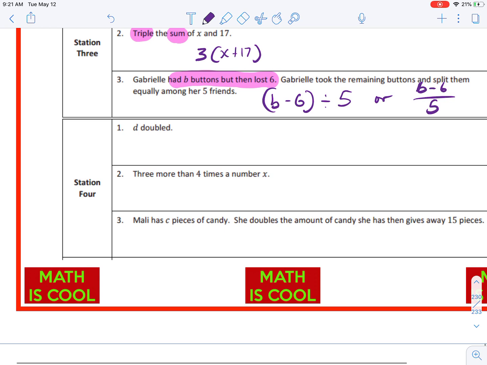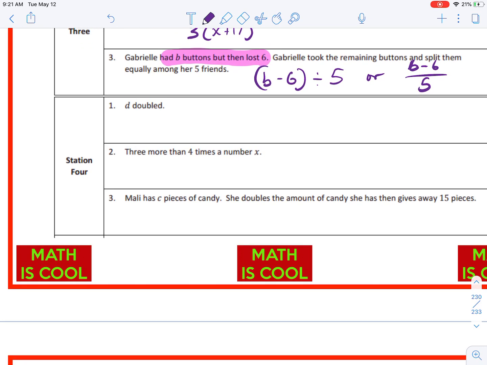Alright, let's continue. Station 4, number 1 just says D doubled. Okay, I know a lot of you are wanting to do the exponent, but that's not what we're doing here. We're doing D doubled. Doubled means 2, so we're doing 2D. And that's it for number 1, 2D.